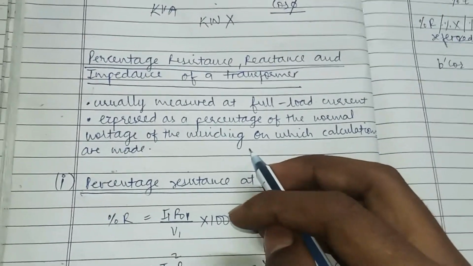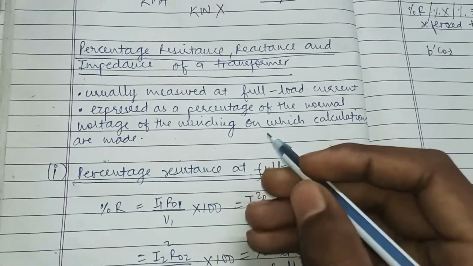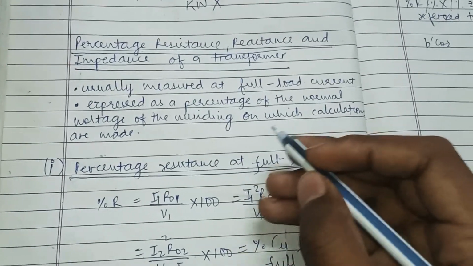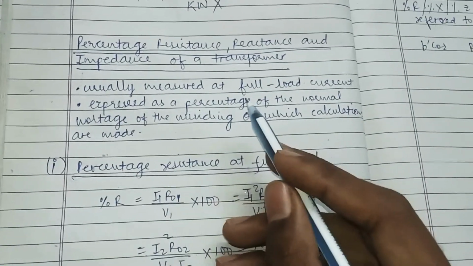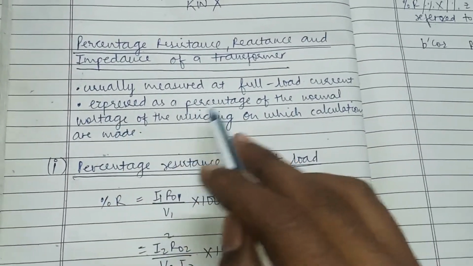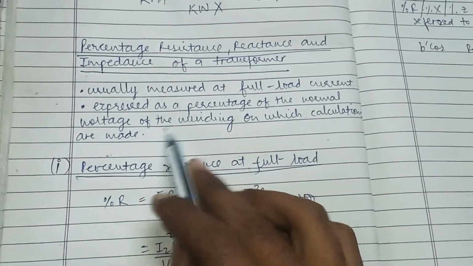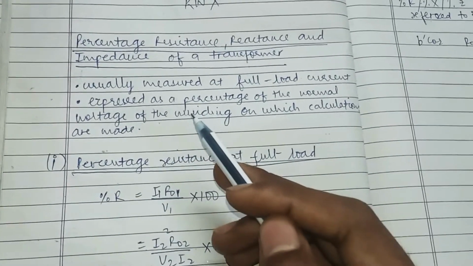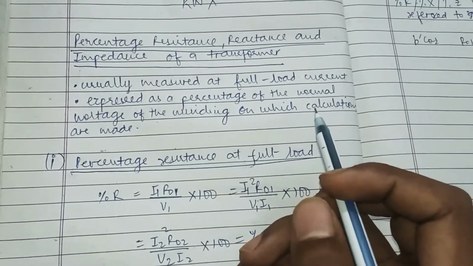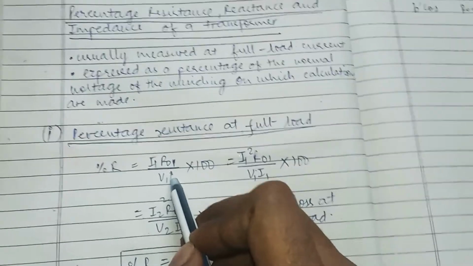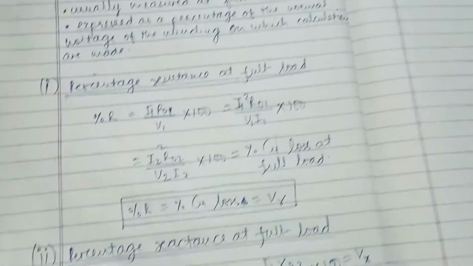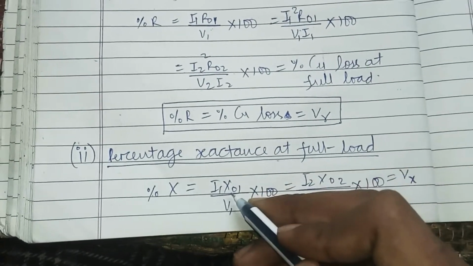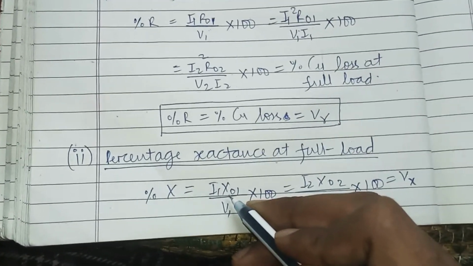You all know that a percentage is calculated as a normal part out of a total part. So what is that normal part and what is that total part? It is expressed as a percentage of the normal voltage. This can be the voltage drop at a resistance or reactance: here we take the equivalent resistance referred to the primary winding, and in the case of reactance, the equivalent reactance referred to the primary winding.